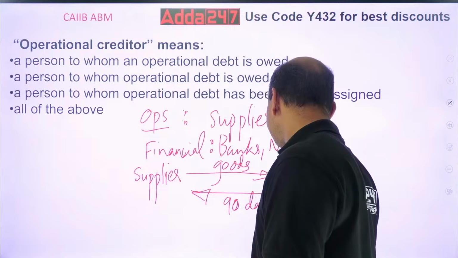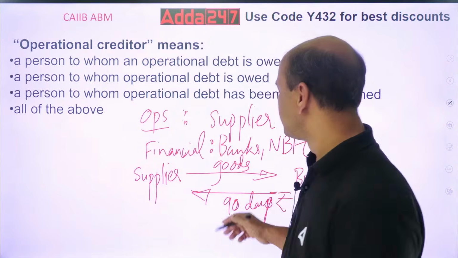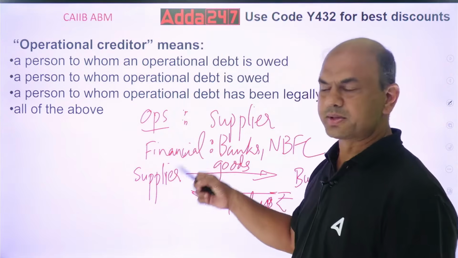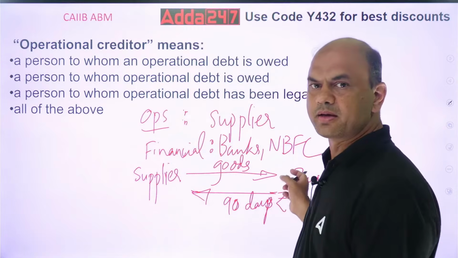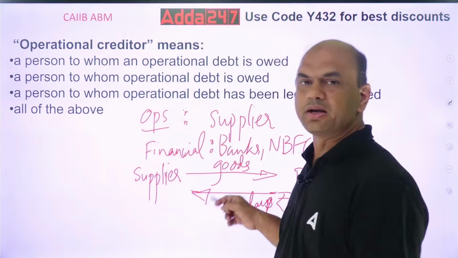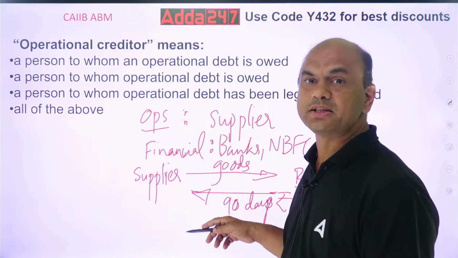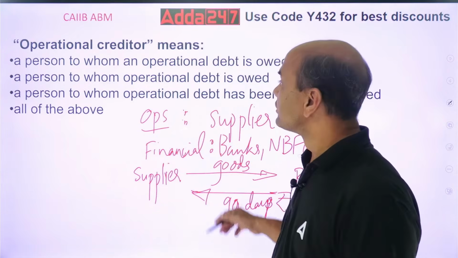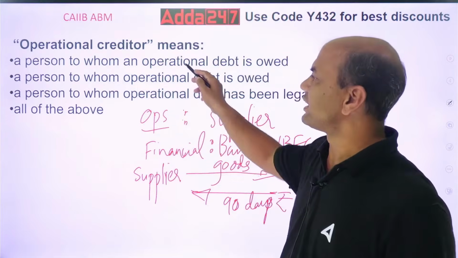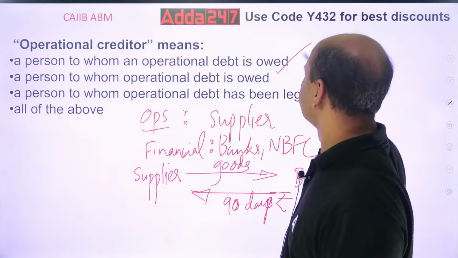Rupees. Okay, so look at this. This person is the supplier, I am the buyer. Here is 90 days payment. It means that I am paying him after 90 days, paying on credit, in udhari. So, do I owe a debt to this supplier? Yes, so this is true.